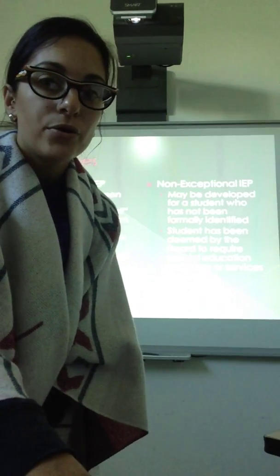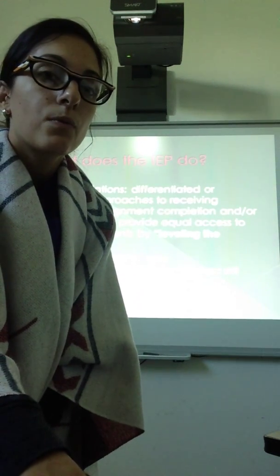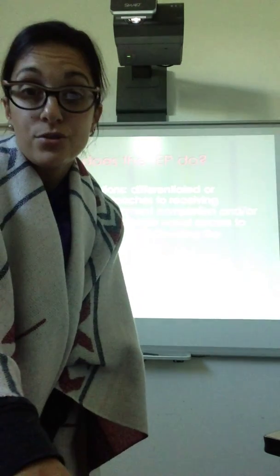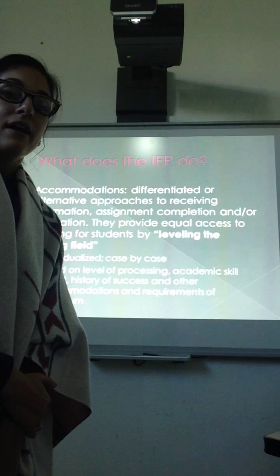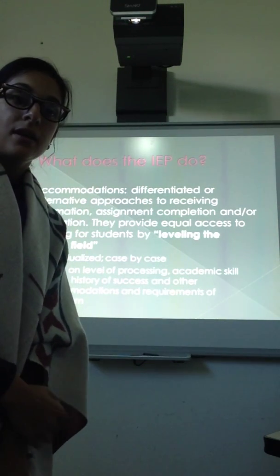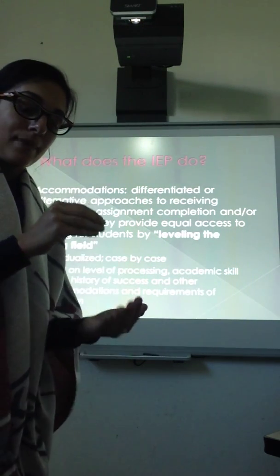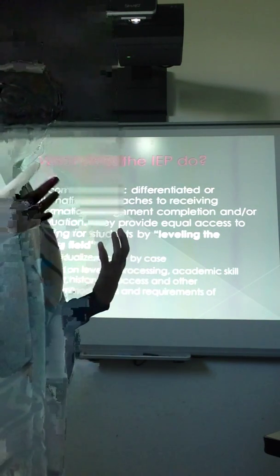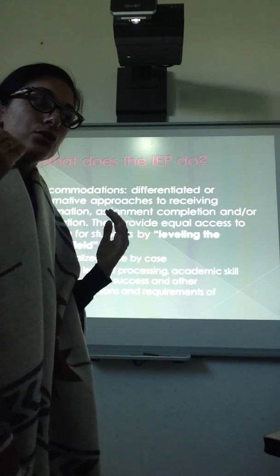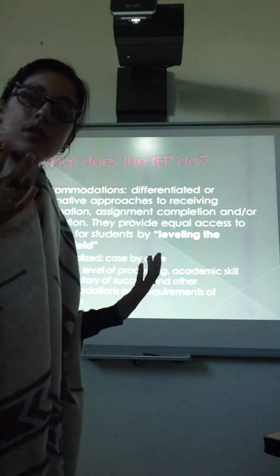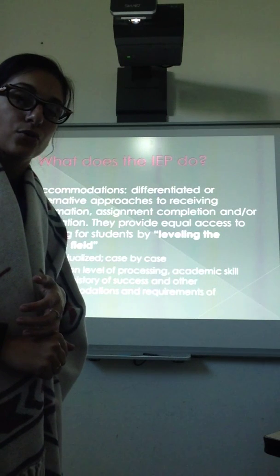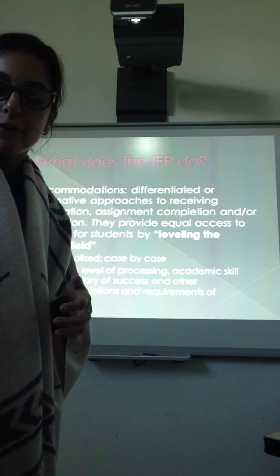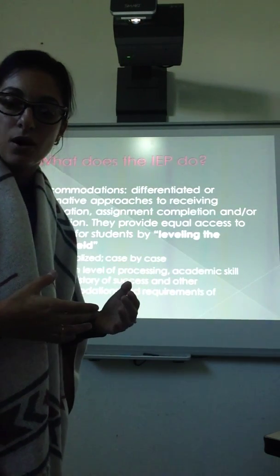So now that we know the two types of IEPs, we want to see, what does the IEP do? What does it mean when you get an IEP? So what an IEP does is it basically levels the playing field. It provides a student with accommodations, with supports, on a case-by-case basis, again, exactly for that student, in order to allow them to succeed just as any other student would. So they have the same expectations in the curriculum. However, they have some supports, they have some accommodations.